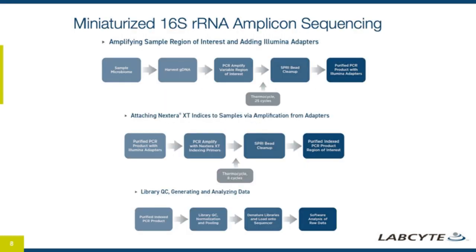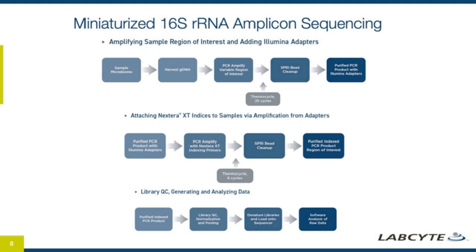Okay, here I'll jump into the workflow for miniaturized 16S rRNA amplicon sequencing. We have our sample microbiome, and the gDNA from that is purified, and then we use PCR to amplify a variable region of interest. In our case, we use the V4 region of interest and thermocycled that 25 times. Then we did a bead cleanup, and then we had a purified PCR product with Illumina landing pads.